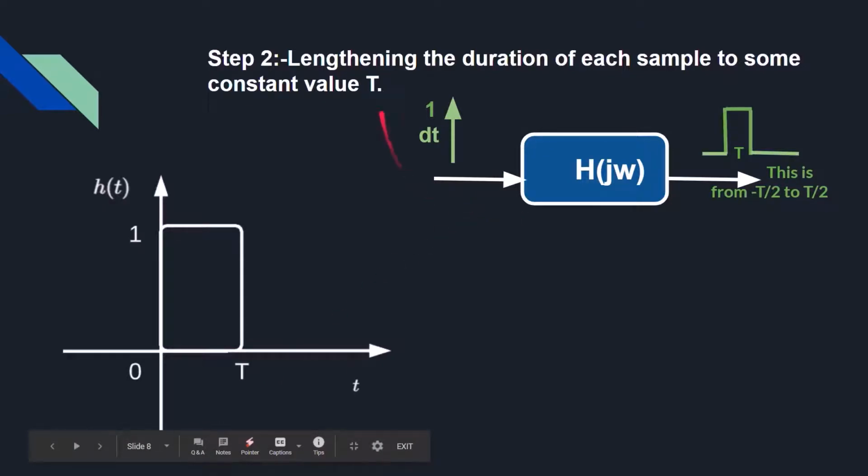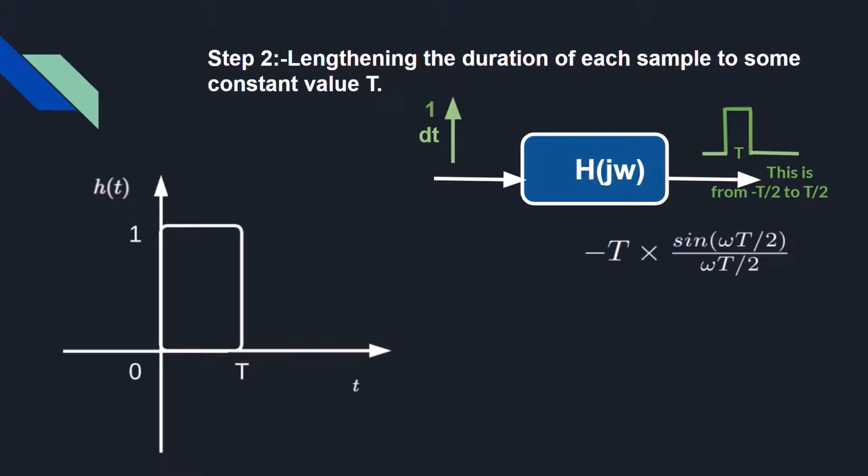Initially, we had an impulse delta(t). Now we want to stretch it to some constant value tau. Suppose we pass it into this function to meet a requirement. Now the output is a rectangular pulse of width tau from minus tau by 2 to tau by 2. Its frequency response can be given by this function. So the transfer function H(f) can be written as this.